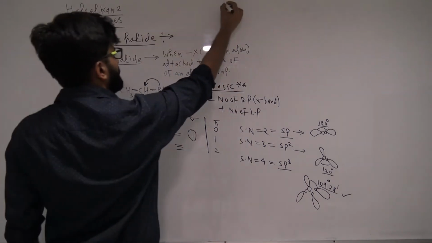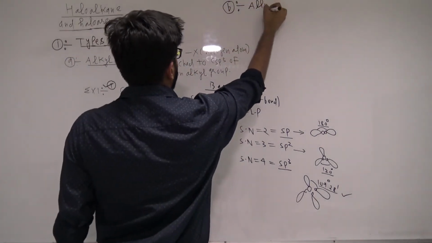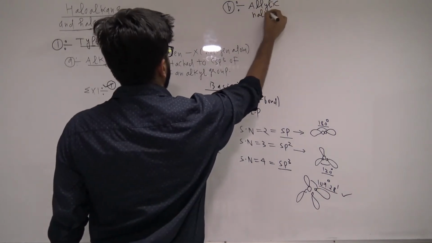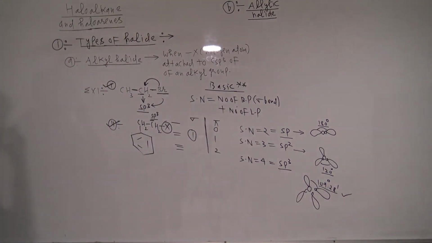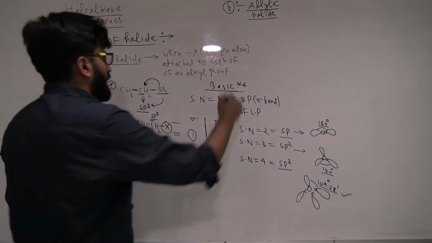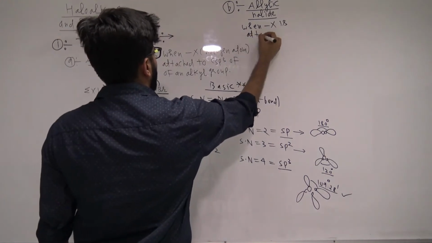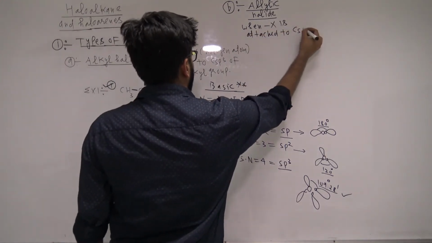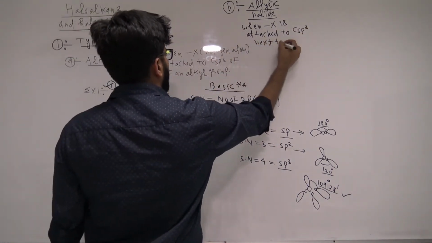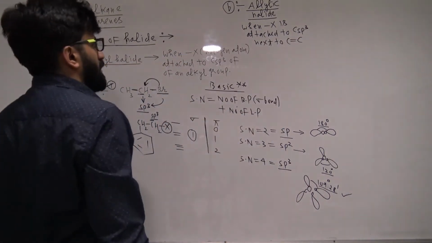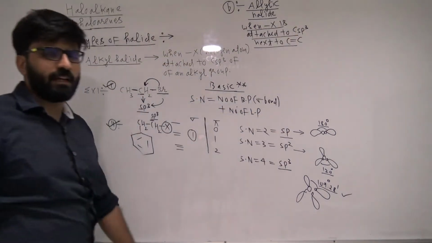Now let's discuss B. B is allylic halide. One is alkyl, B is allylic halide. So the best way to identify allylic halide is this: when halogen is attached to an sp3 carbon next to C double bond C. sp3 carbon next to C double bond C. This is the famous way to identify allyl halide.